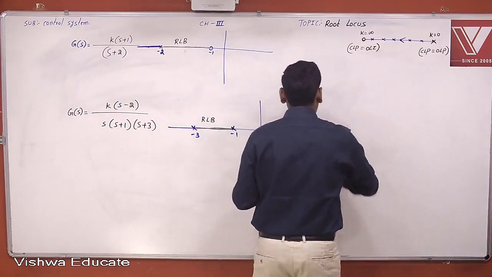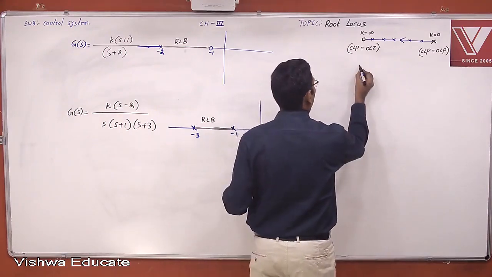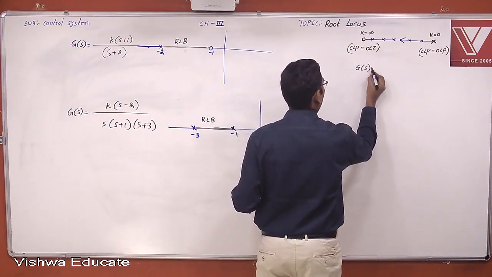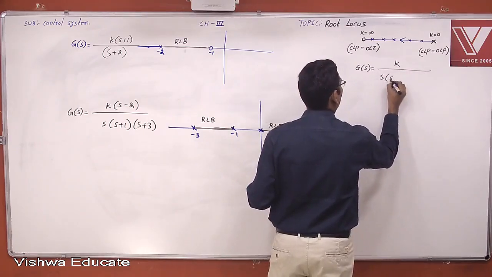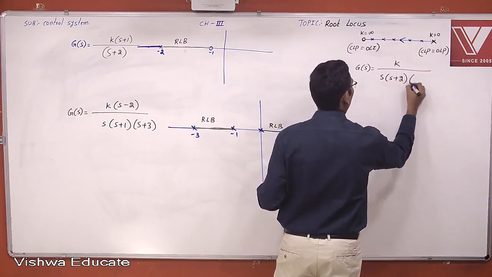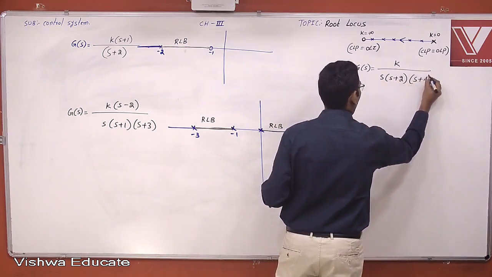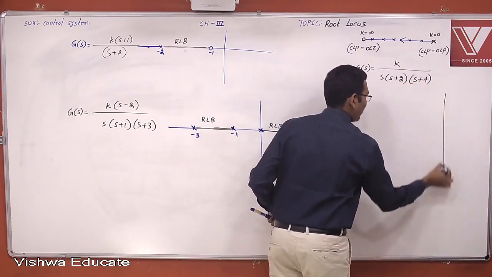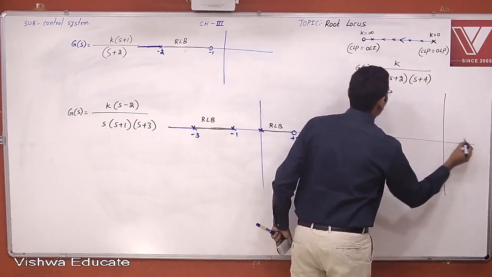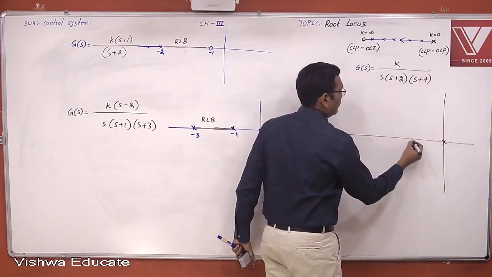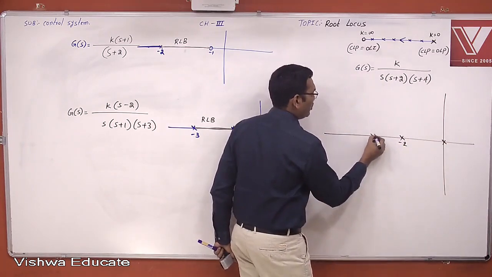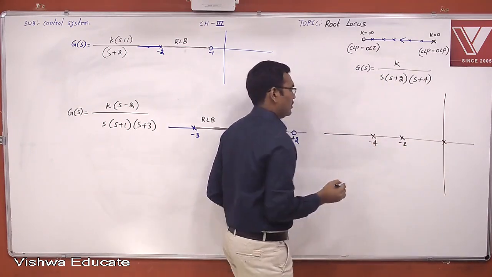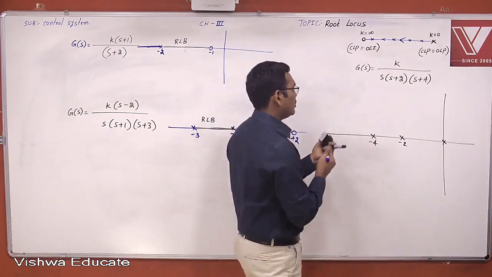Now what is your first problem? Your first problem is this: G of s equals, now in the shortcut method we will solve, K by s into s plus 2 into s plus 4. First locate the poles and zeros. One pole is at the origin, one pole is at -2 and one pole is at -4. Now locate the poles and zeros on the s plane.